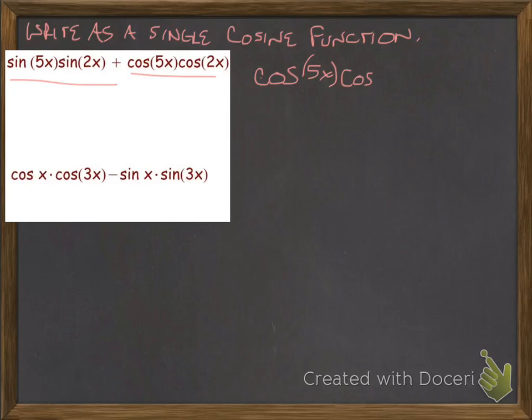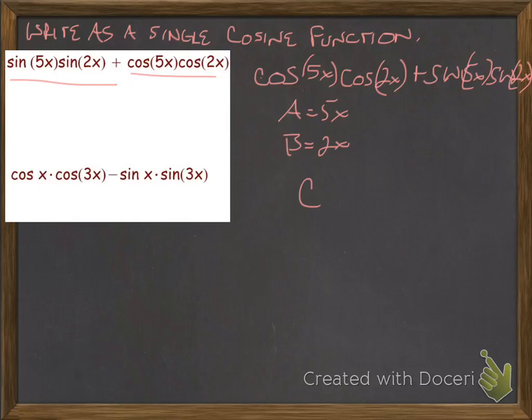Cosine of 5x times cosine of 2x plus sine of 5x times sine of 2x. And so my a is equal to 5x, my b is equal to 2x, and so this is going to be equal to the cosine of 5x minus 2x, so it's cosine of 3x.